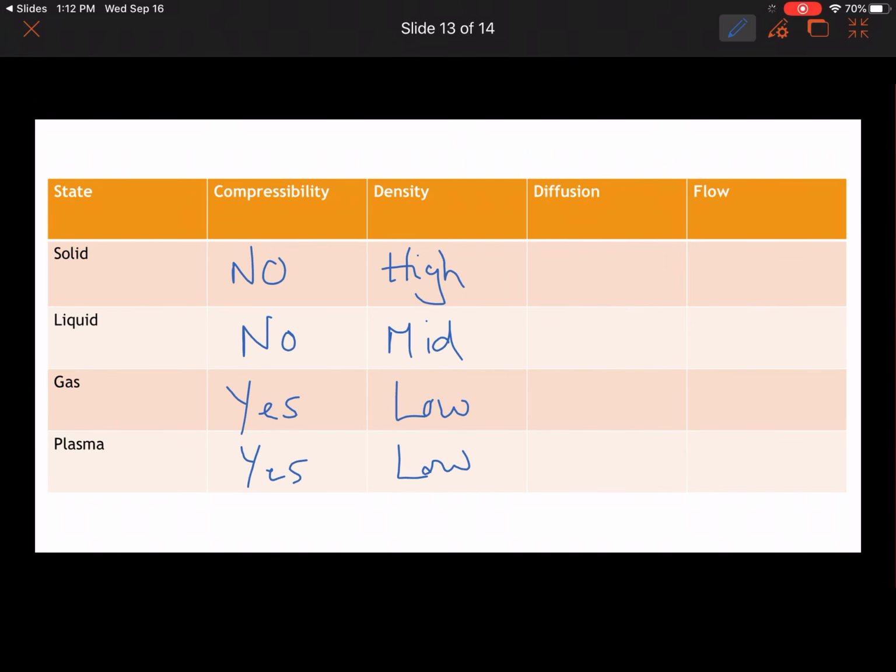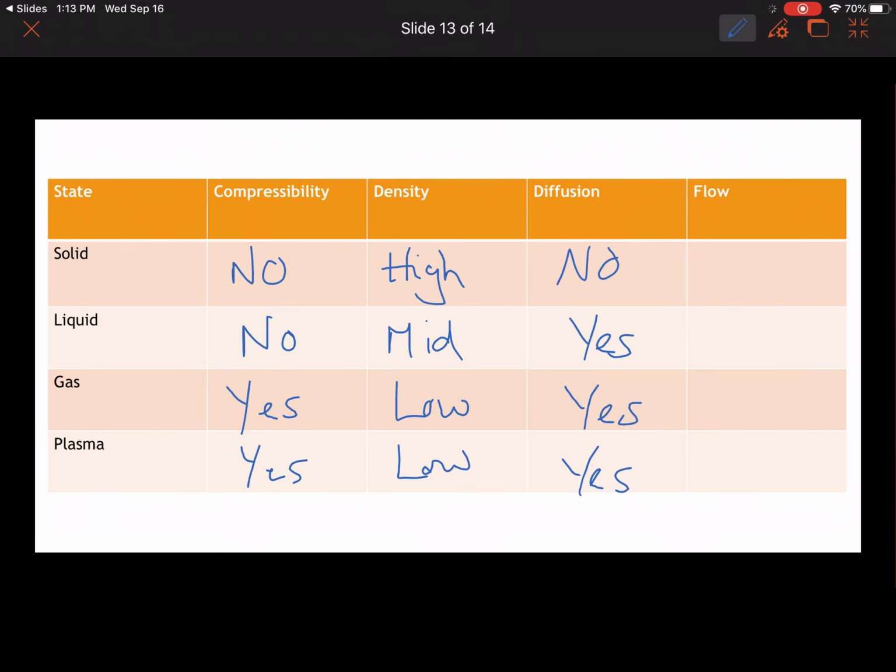Now, diffusion. Do the particles or molecules move from one place to another? If you have an eraser and you put it on your desk, does that eraser go anywhere? No, it doesn't. Unless there's outside forces acting on it, it is not going to go anywhere. Liquid, will it diffuse? Yeah, liquid will diffuse. It will spread out a little bit to a point. Gas, will it diffuse? Yeah, if you spray perfume on one side of a room, eventually you're going to be able to smell that perfume on the other side of the room. So yes, it does diffuse, which means plasma also diffuses.